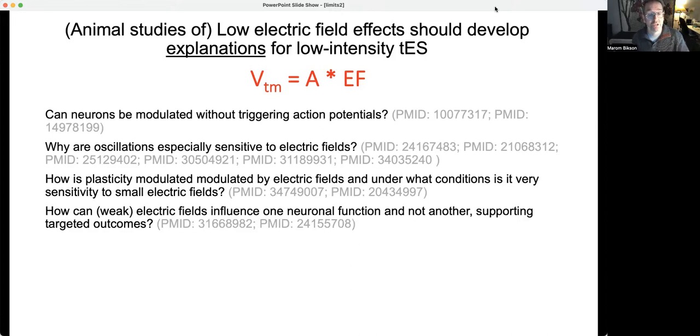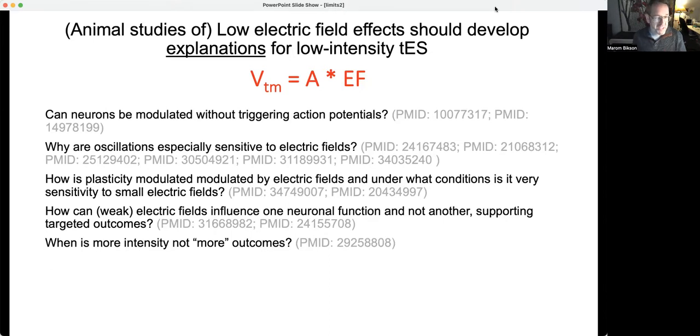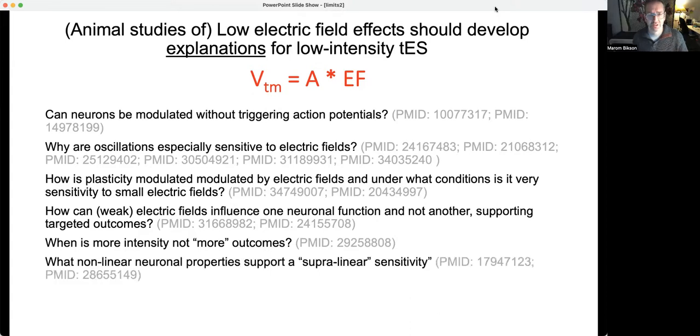What about other cell types? I've been very interested in endothelial cells. People study glial cells. Is there an explanation for how electric fields might affect them and how their dose response, their sensitivity may differ from others? We can ask questions like, is more always more? Right? Increasing the intensity of stimulation, giving you a bigger electric field, even though that will produce a bigger VTM, will that always translate into a bigger outcome as far as what we're interested in?